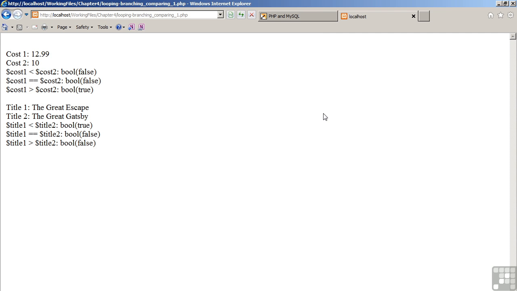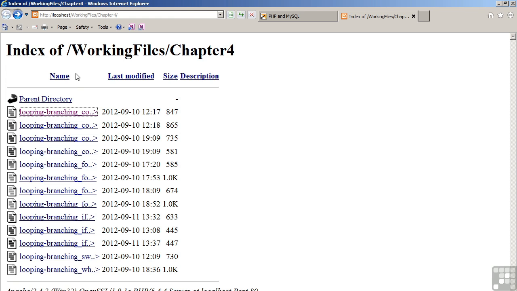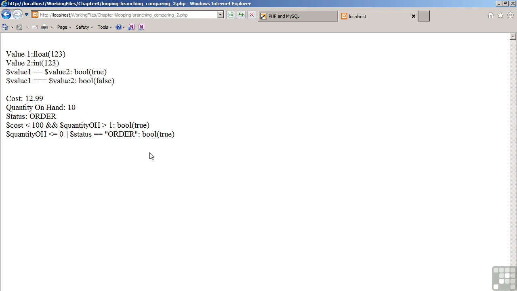Moving now to the browser, let's look at the second code example. So as you can see, in the first case, the two numbers come back as true in value, but false in identity equivalence. The first complex expression comes back as true. As expected, the second complex expression also is true.